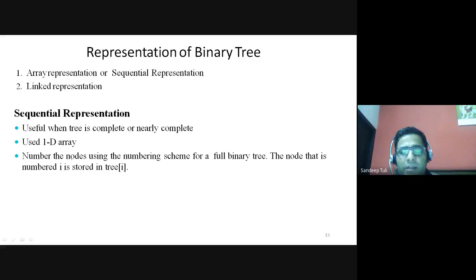It will definitely be useful only when the tree is complete or nearly complete tree. Now, this is only what we are talking about binary tree. Again, remember it, we are specifically focusing on binary tree only. So we are not trying to give the representation of the tree which can have 3 or more childs. Uska representation alag hoga. Right now, we are talking about only binary tree.